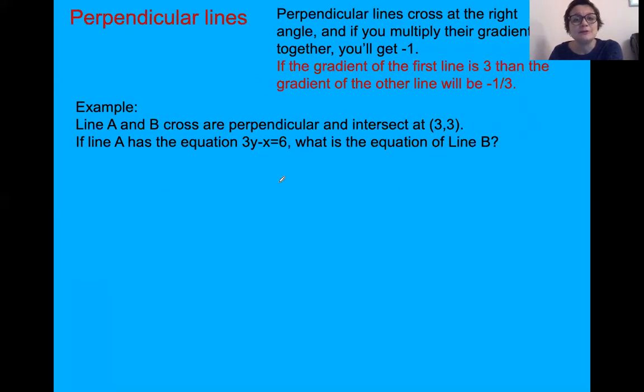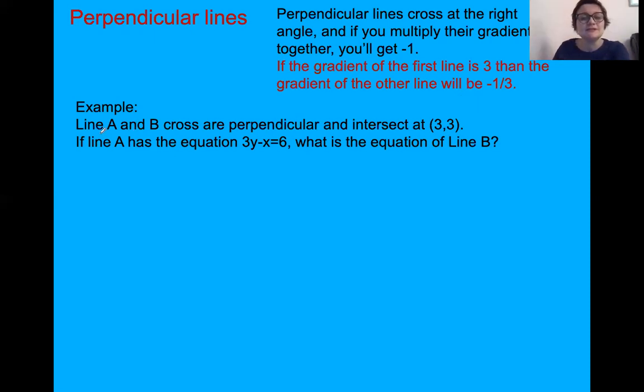Now, for perpendicular lines it is different, because the gradients are not the same. To find the gradient of the second line, just flip the gradient of the first line and multiply it by minus. So let's have a look. For example, if the gradient of one line is 3, then the new line is going to have the gradient minus 1/3. You flip the 3, it becomes 1/3, and add the minus. So this is the gradient of the new line that is perpendicular to the first line.